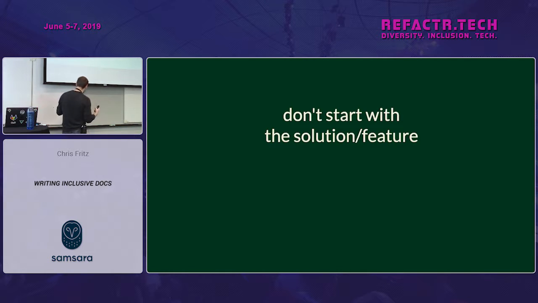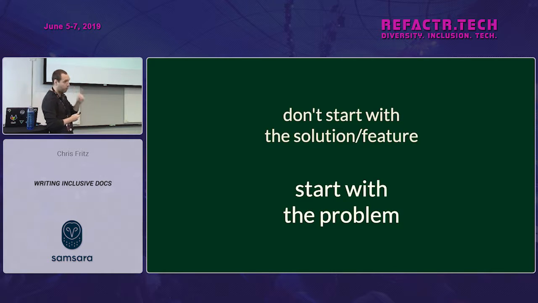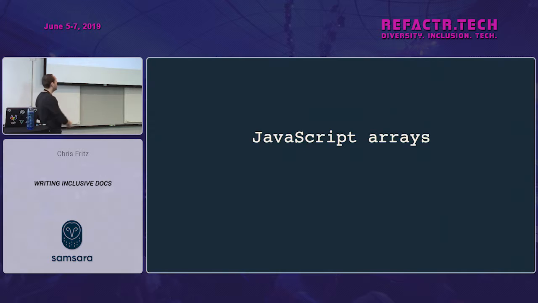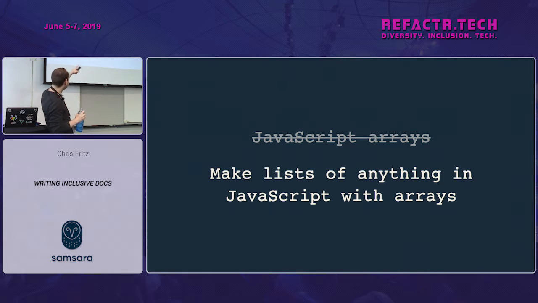I also recommend when you're coming up with titles in your documentation, do not start with the solution or feature. Start with the problem. When people are being introduced to something for the first time, if they see a title like JavaScript arrays, they are very new to JavaScript and they don't know what arrays are, very new to programming, they have no idea what this is, whether this is relevant to them. They've never heard the word array before. So they have no context for what's to come. So instead, I recommend titles maybe like make lists of anything in JavaScript with arrays. And that gives you the context to know whether you care. It's like, oh yeah, I need to make lists sometimes. Like, I have a bunch of products and I want to list out the products and their prices.